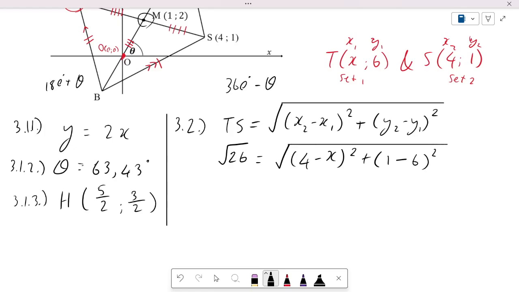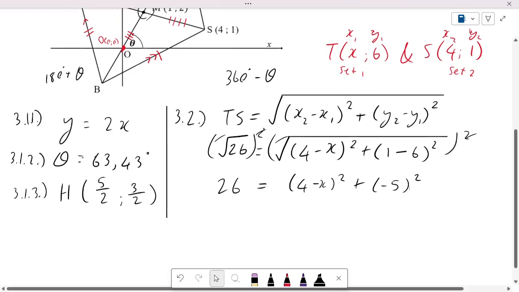All right, cool stuff. Now what we're going to do over here is, remember we have root 26, but what we can do is square both sides such that the roots will cancel, and then we'll be left with 26 is equal to 4 minus x all squared plus, we know over here that 1 minus 6 is equal to negative 5, all squared.